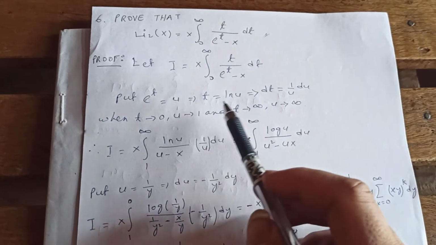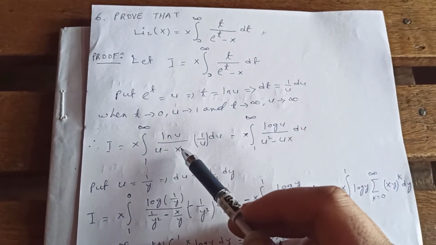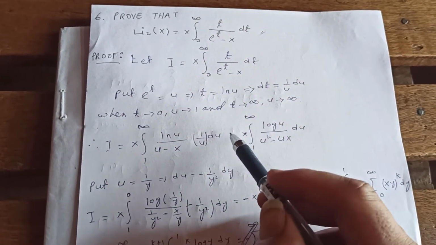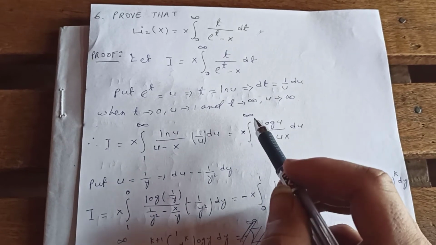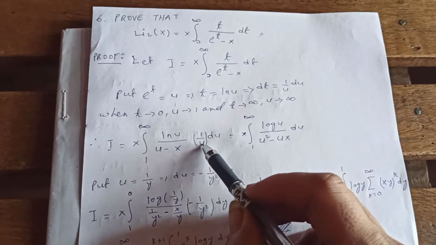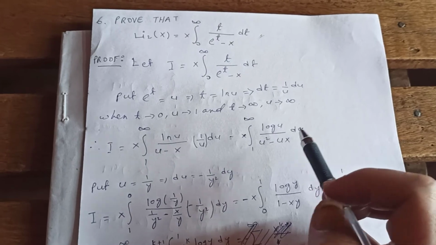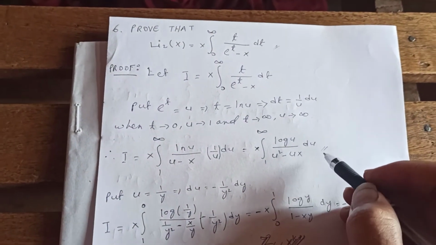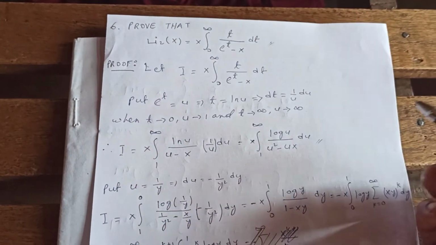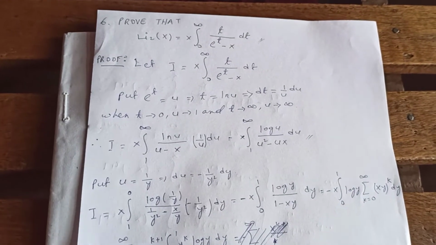t is nothing but log u, right? So log u over u minus x, times 1 over u du, which is x times the integral from 1 to infinity of log u over u² minus ux du. And this we have already proved, right? Anyway, let's try to prove it here again.